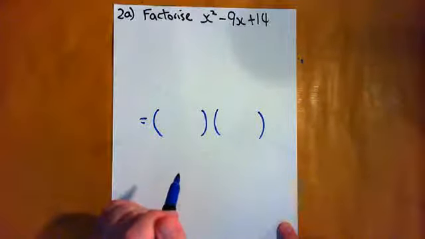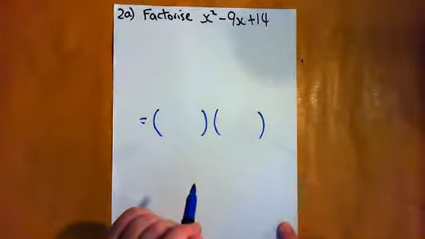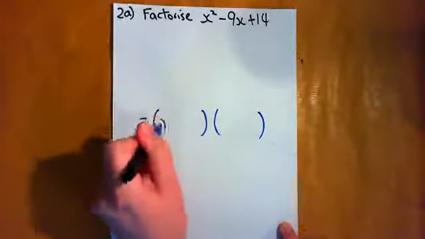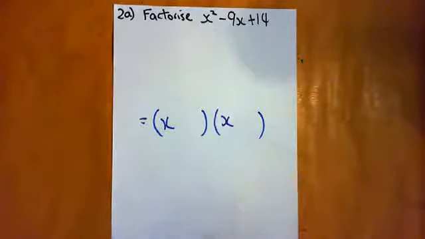What would we expand out to get an x squared? We would expand out an x times an x, so that would be an x in the first bracket and x in the second bracket. Now there would be some number with the x in each bracket, and we need to work out what those 2 numbers will be. So we need to look for 2 numbers that add to minus 9 but multiply to positive 14. So we need to figure out a pair of numbers that does that for us.